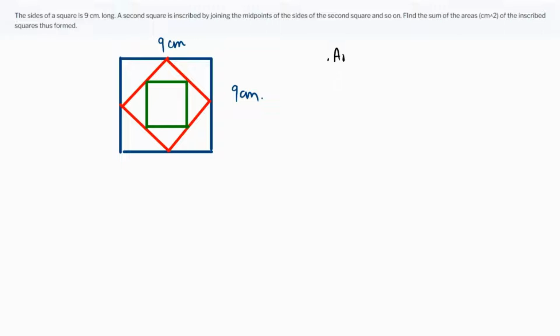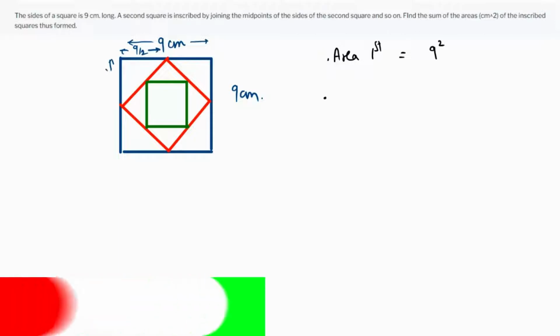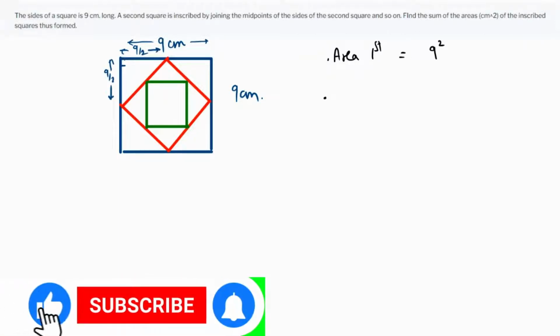What is the area of the blue one? The area of the outermost one, let's call it the first square, is 9 times 9, which is 81, or let's call it 9 square for the time being. Now if this is 9, and this is the midpoint, then this is going to be 9 over 2, and this is also going to be 9 over 2, and this is 90 degrees. So using the Pythagoras theorem, I can definitely find this side.